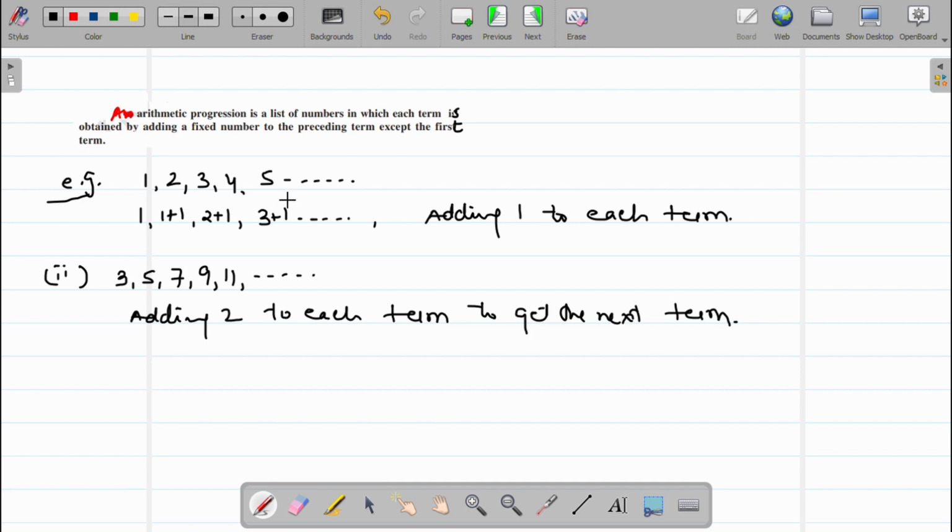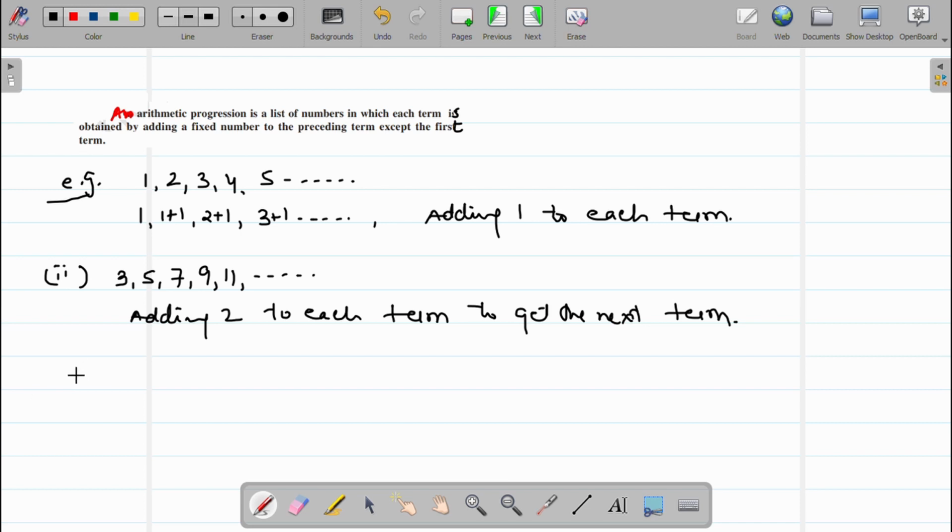So it is a sequence when you have this kind of relationship, that you are adding a constant to every preceding term to get the succeeding term. We have that as the arithmetic progression, AP. It is a special type of one particular class of sequences.